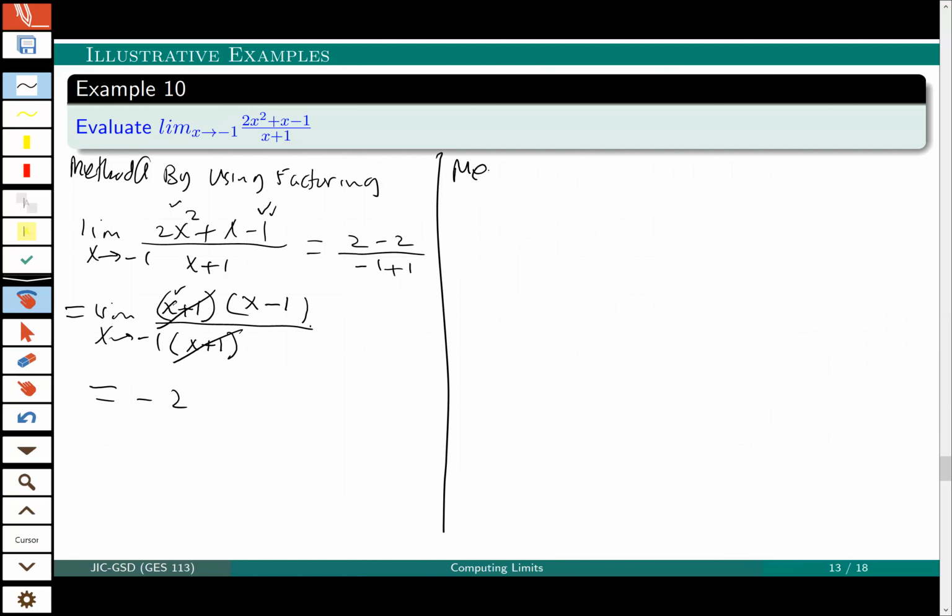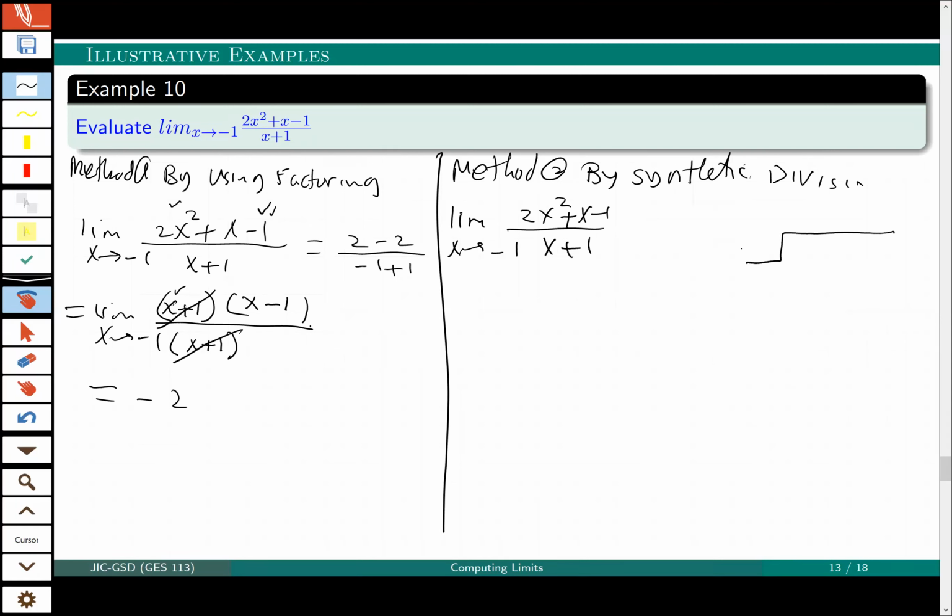Method 2 is by synthetic division. So if you have limit when x goes to minus 1 of 2x squared plus x minus 1 divided by x plus 1. So we are dividing by minus 1. So I have 2, 1, minus 1 are the coefficients. 2 plus 0, it's 2, minus 1 times 2, it's minus 2, 1 minus 2, it's minus 1, minus 1 times minus 1 is plus 1, so the remainder is 0.